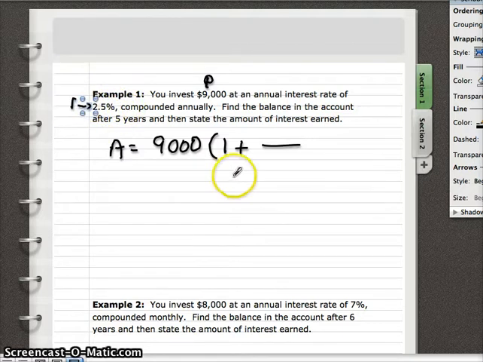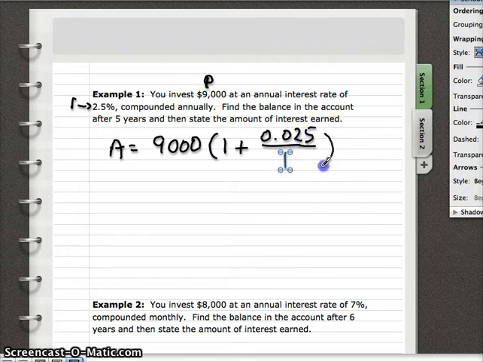But remember, we have to convert it to a decimal. I move my decimal point over 2 spots to the left, so I get 0.025. That's the decimal equivalent. On the bottom, I use n, the number of times it gets compounded per year. It says it gets compounded annually, so that's only once per year. I substitute 1 for n, and again up here, 1 instead of n. And in t's spot, I represent the number of years. It says 5 years, so that's our t.